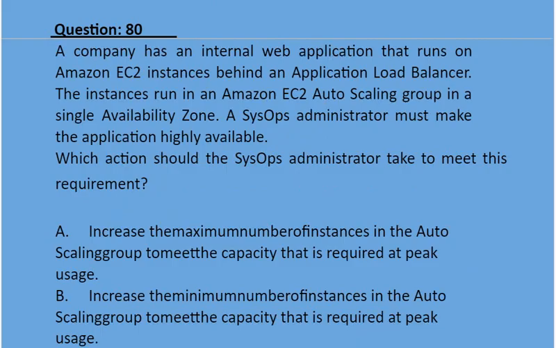Question: A company has an internal web application that runs on Amazon EC2 instances behind an Application Load Balancer. The instances run in an Amazon EC2 Auto Scaling group in a single Availability Zone. A SysOps administrator must make the application highly available. Which actions should the SysOps administrator take to meet this requirement?